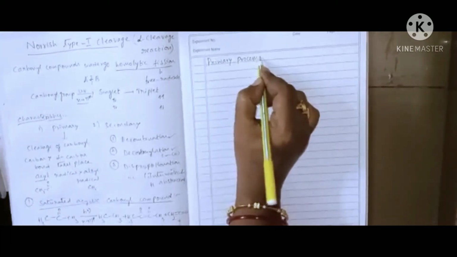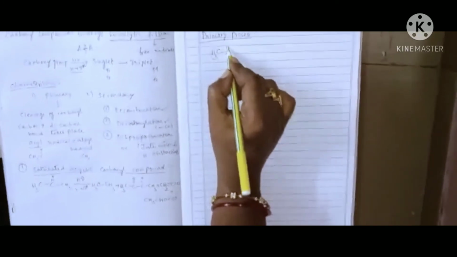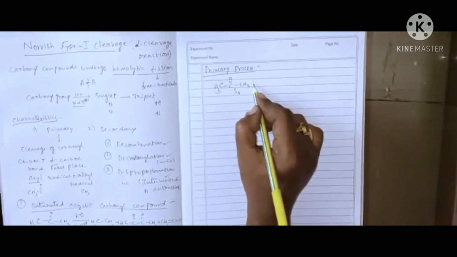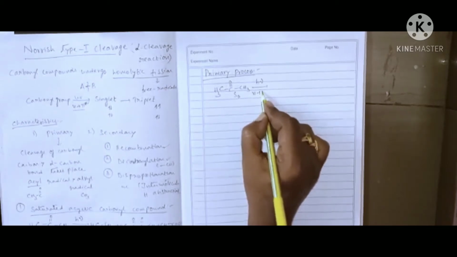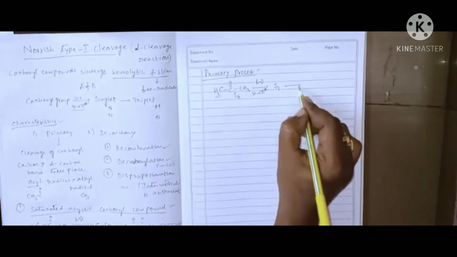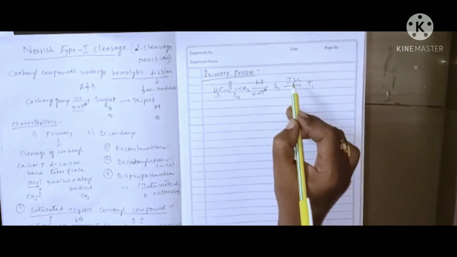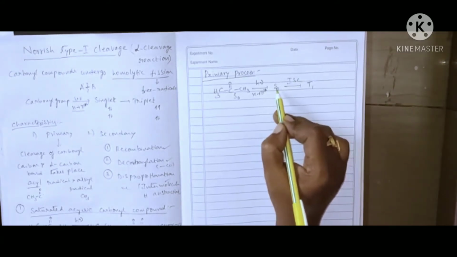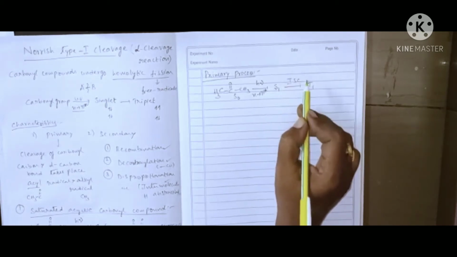In the primary process, what we have to do? First of all, take the compound. Our example is acetone, and it is in the ground state, singlet state, and by the absorption of light radiation the n to pi star transition takes place. So singlet takes place. By intersystem crossing, it converts into triplet state. In the previous class, we also explained what intersystem crossing is. Intersystem crossing means conversion of S1 state to T1 state. So that is known as intersystem crossing.